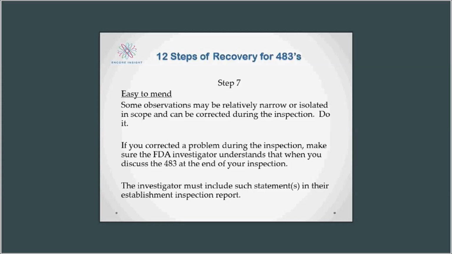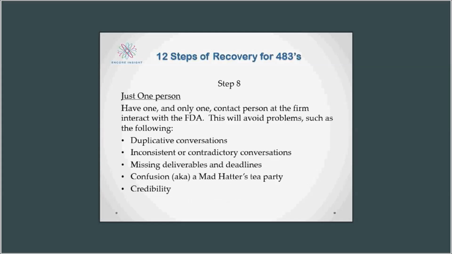So if we have an observation that's sort of narrow in scope, like you didn't sign this particular form, or this procedure skipped this particular point, that's easy to correct. In fact, in some cases, you can do it during the inspection, and at the end of the inspection, you can say, we fixed that, and here's what we have to show you. And the investigator is going to put that in the report. So that works greatly in your favor. So, easy to fix. Make sure you start with the easy ones so FDA thinks you're taking it seriously. With that, let's go on to step 8.